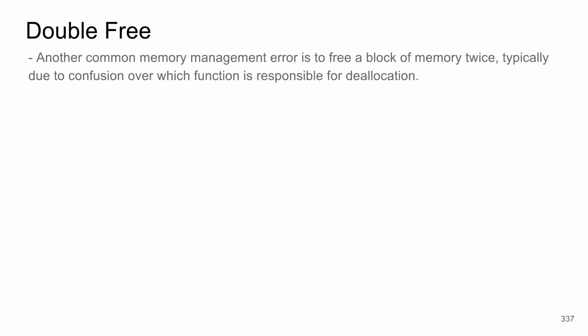So another type of error is a double free. Can anybody guess what a double free error is? Seg abort. Yeah, I think that's what happens. But like, what is it? You free it twice, right? So another common memory management error is to free a block of memory twice, typically due to confusion over which function is responsible for the deallocation of that memory.